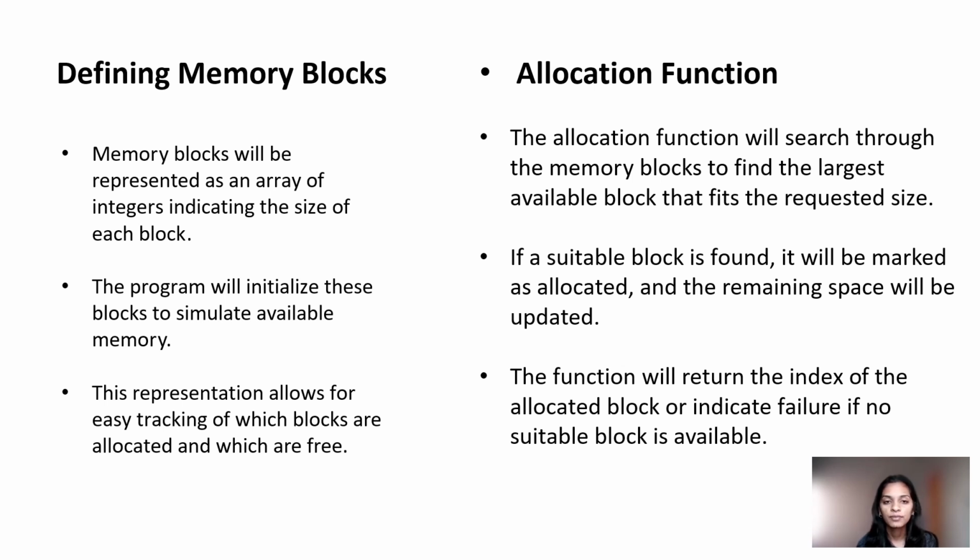Allocation function. The allocation function will search through the memory blocks to find the largest available block that fits the requested size. If a suitable block is found, it will be marked as allocated and the remaining space will be updated. The function will return the index of the allocated block or indicate failure if no suitable block is available.